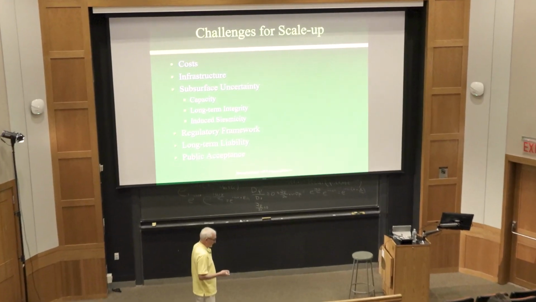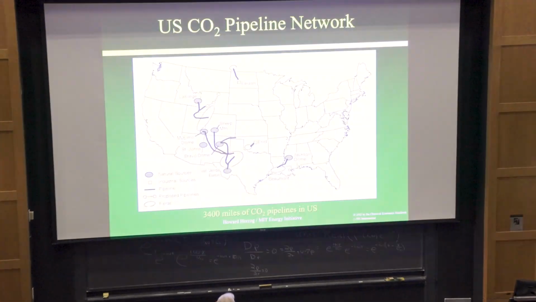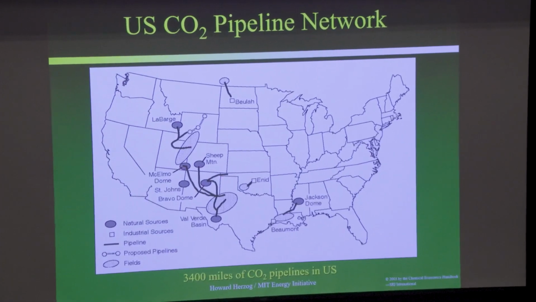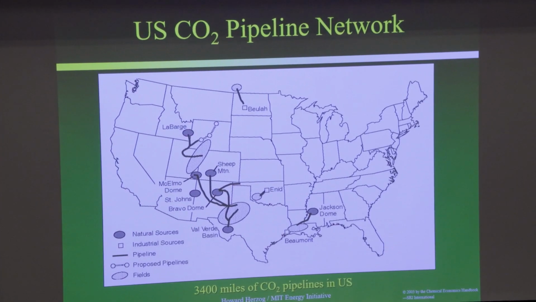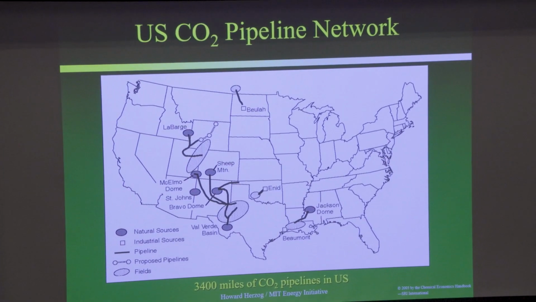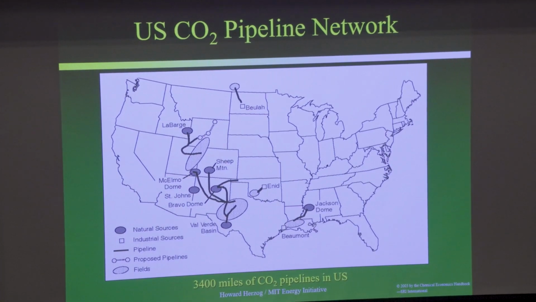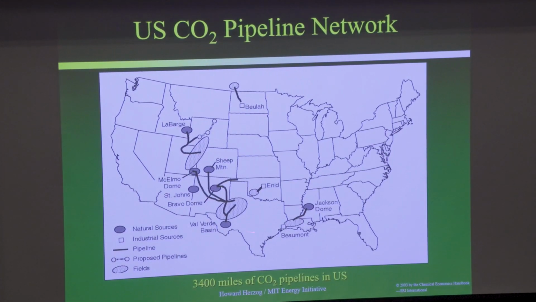Infrastructure, and this is moving the CO2 around. So this is a map. This is a little old. This shows 3,400 miles of pipeline in the United States. We're closer to 6,000 miles of pipeline now. A lot of the pipelines developed, these here, Sheep Mountain, McElmo Dome, Bravo Dome, these are actually natural reservoirs of CO2. So just like you have natural gas reservoirs.